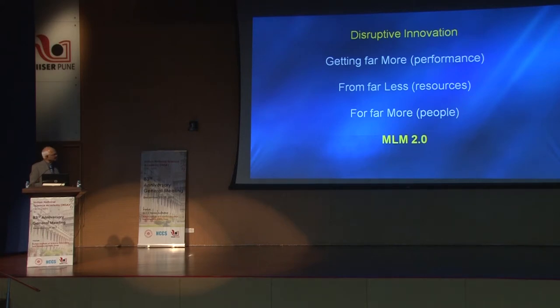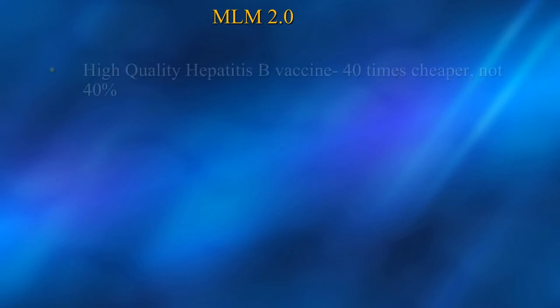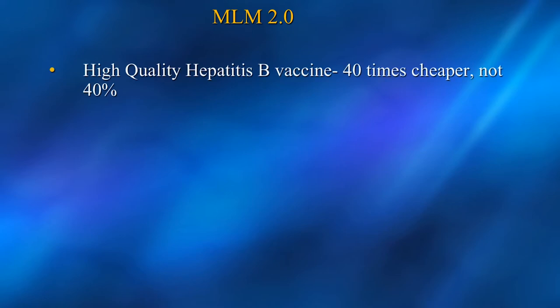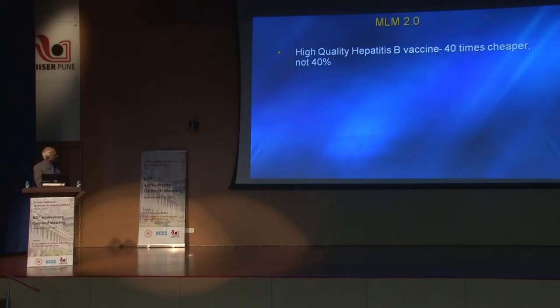India excels in this. Take, for example, high-quality hepatitis B vaccine. All of you are aware of that. Shanta Biotech, I'm talking about, recombinant, you know. It was 40 times cheaper, $18 to 40 cents. They pushed the prices, okay? Not 40%, 40 times. That is disruptive.